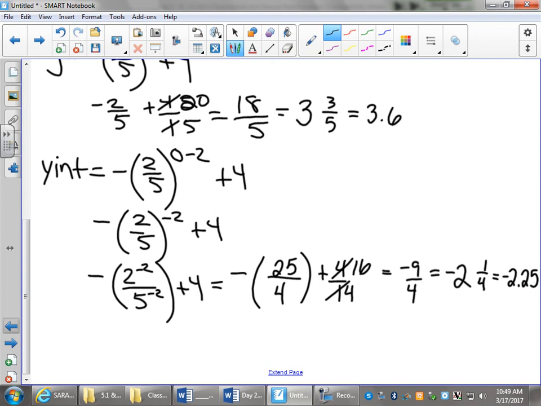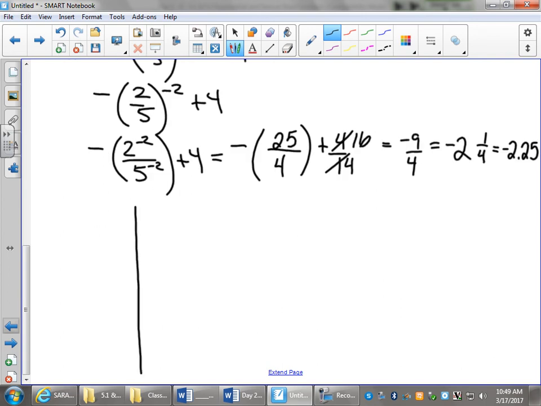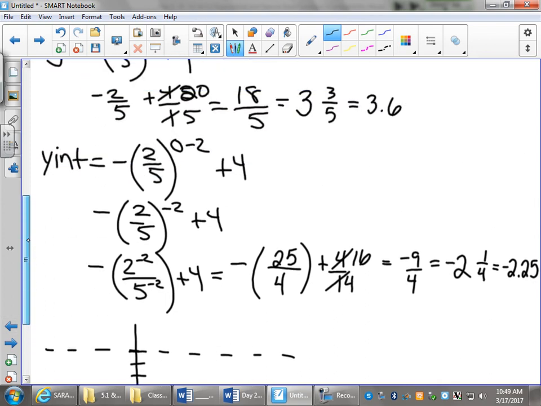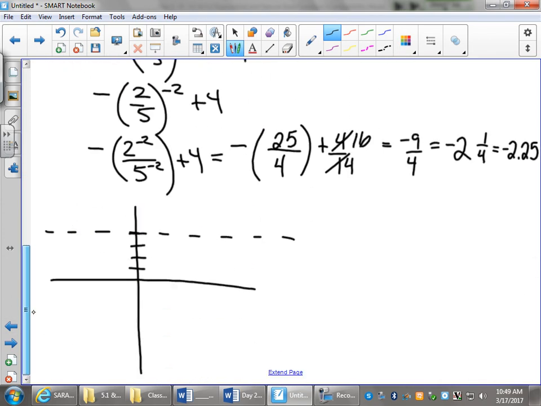Let's go ahead and plot those 3 points. Well, 2 decimal and 1 whole number. Where does the asymptote go? At 4. 1, 2, 3, 4. Okay. Our first point in our table was 2, 3. So plot that. The second point was 3, 3.6. So a little closer to the asymptote. And then what was our y-intercept? Negative 2.25, so negative 2 and a little bit more.